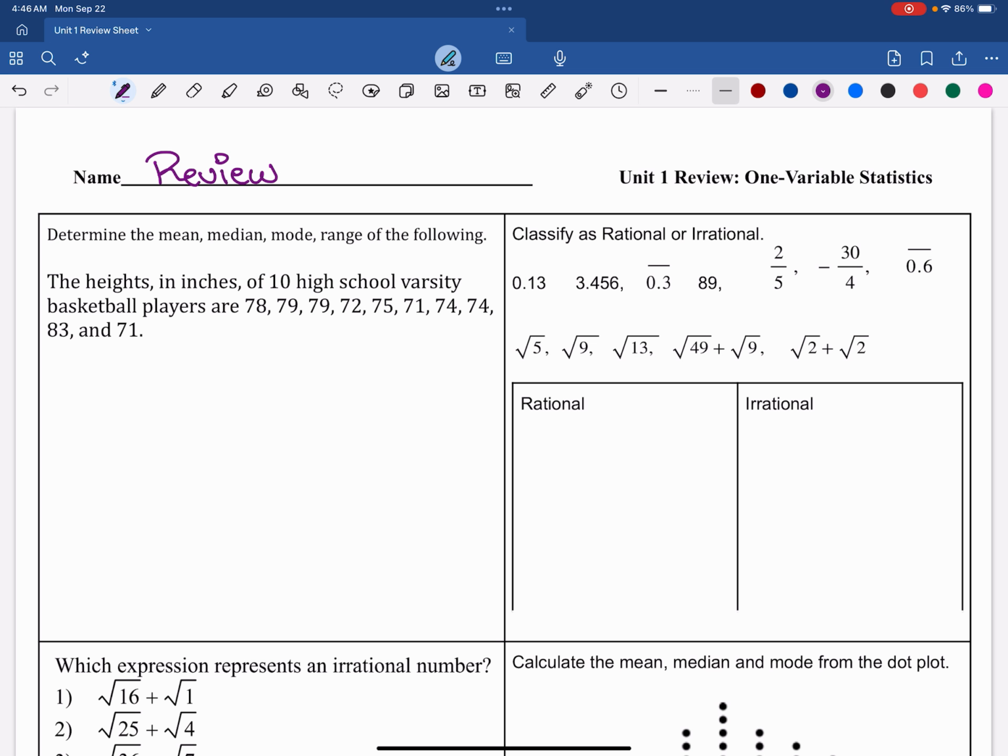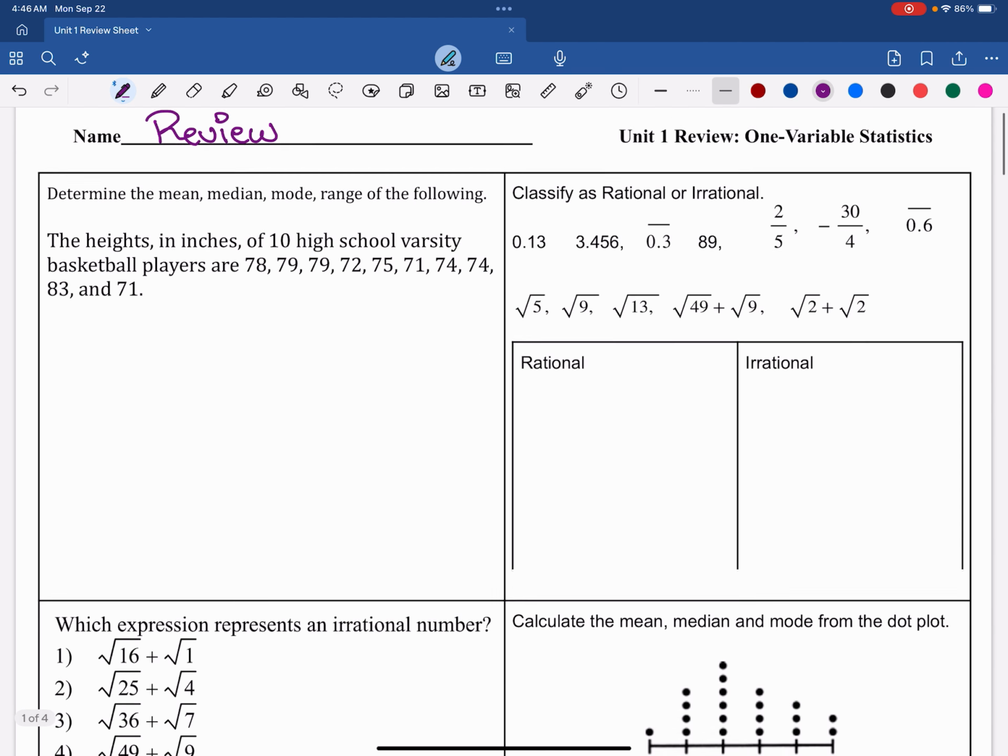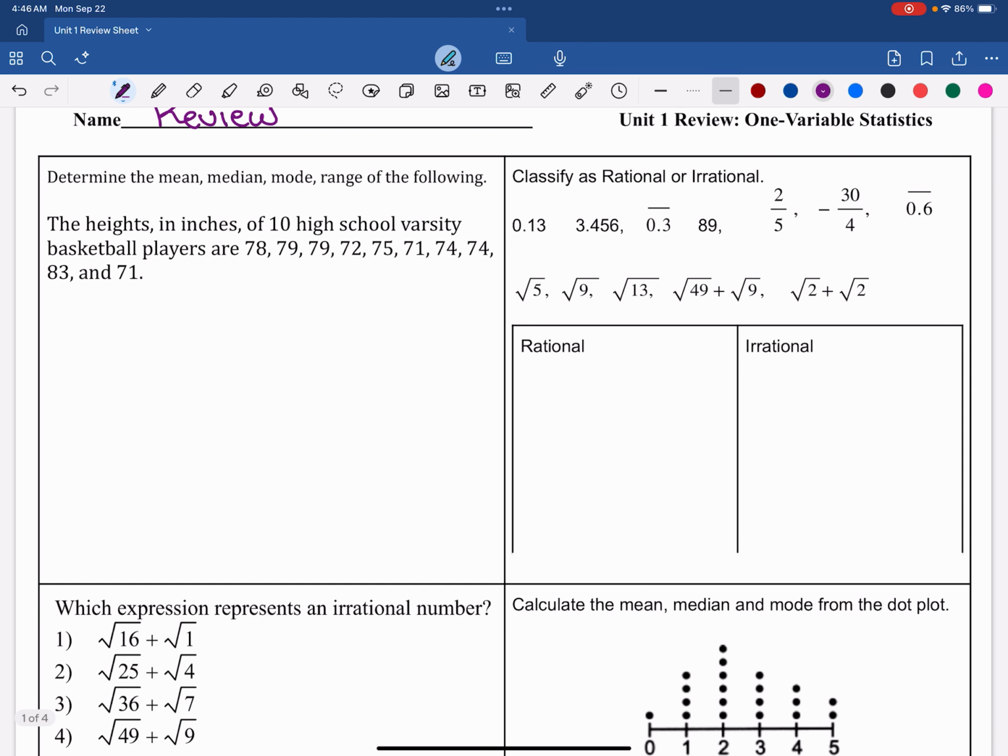So, question 1 says, determine the mean, median, mode, and range of the following. We have the heights in inches of 10 high school varsity basketball players: 78, 79, 79, 72, 75, 71, 74, 74, 83, and 71. So we have to calculate the mean, median, mode, and range.